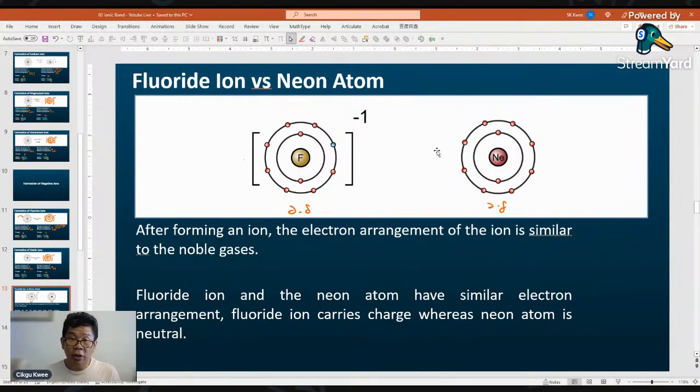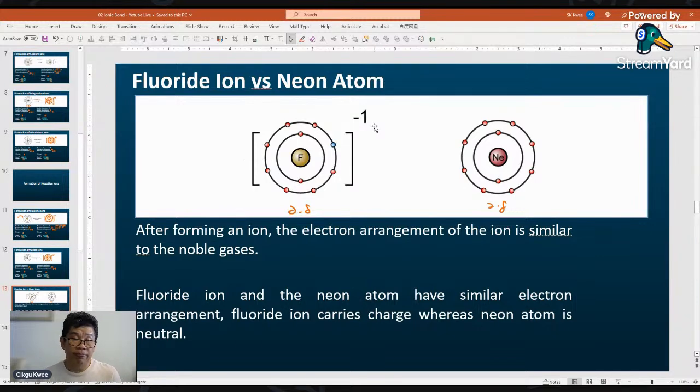The electron arrangement is the same, but chemically they are totally different. The reason is that neon by nature is already in octet. It doesn't receive electrons, it doesn't donate electrons. They are very stable. This one achieves octet by receiving an electron, and this makes it carry charge. When you carry charge, you become chemically active.